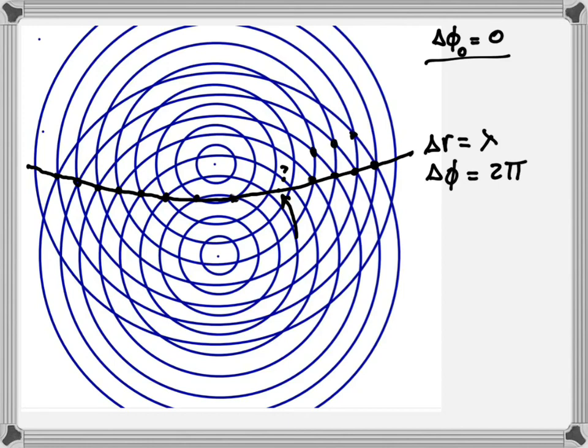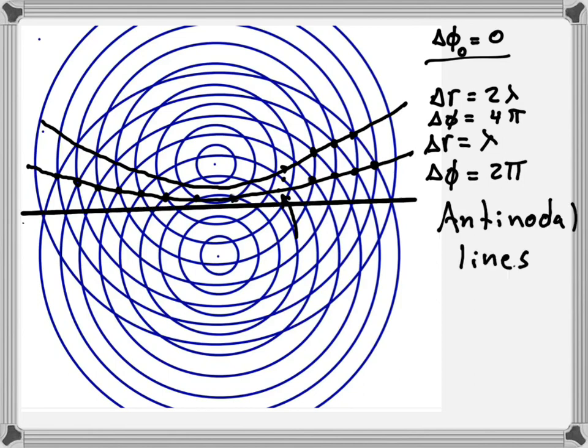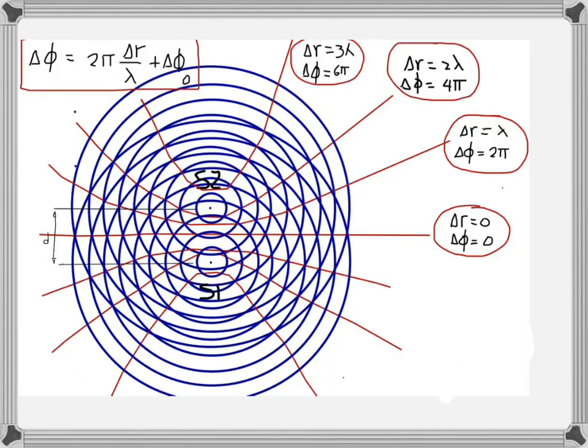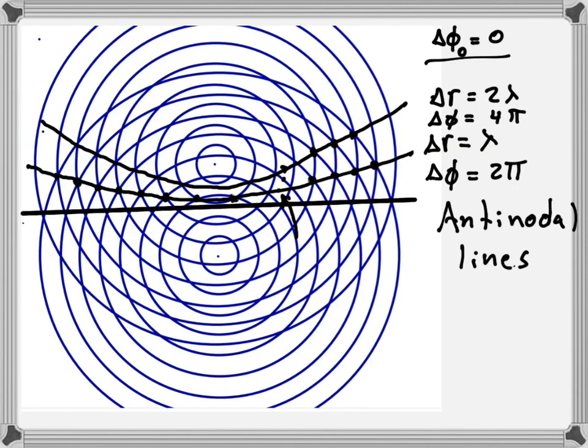If you do the same exercise and figure out what is the difference in phase at these points, you'll find that it's the same as any other point along this other line, and that difference in path length is 2 lambda, and the difference in phase is therefore 4 pi. These lines are called antinodal lines. The one in the middle is the one that we first looked at. Along that line, the delta R is 0 and the delta phi is 0. Those lines are called antinodal lines because we have constructive interference along those lines.